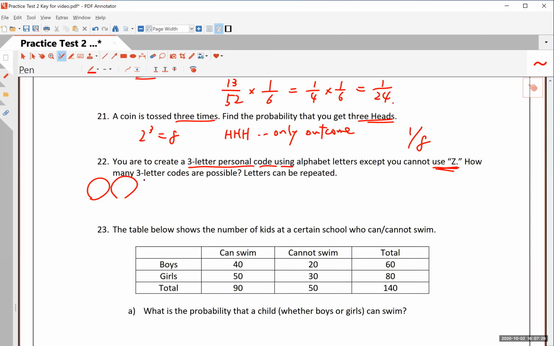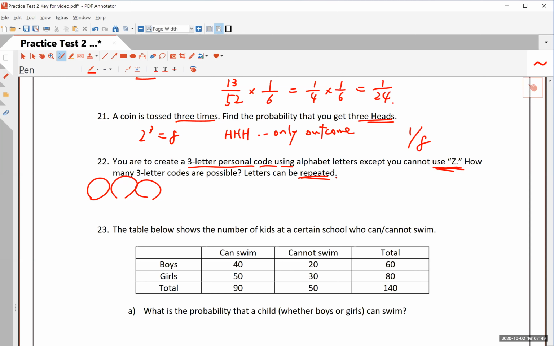Okay, 3-letter personal code. So you have alphabet letters like A, B, C, P, Z, T, whatever, right? Oh, you can't use Z. So then what? You can use Z in any place, it sounds like, right? Except you can't use Z. How many 3-letter codes are possible? Letters can be repeated, okay?